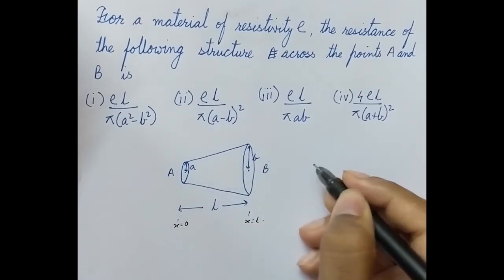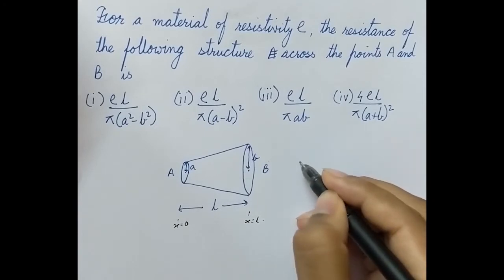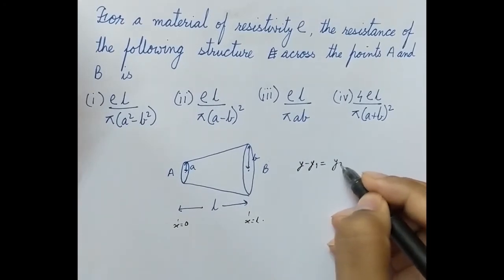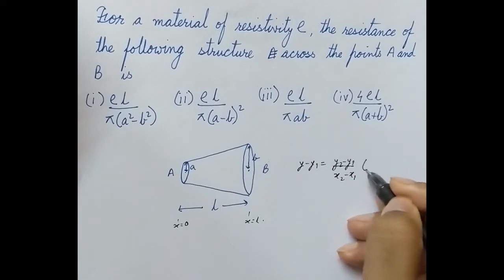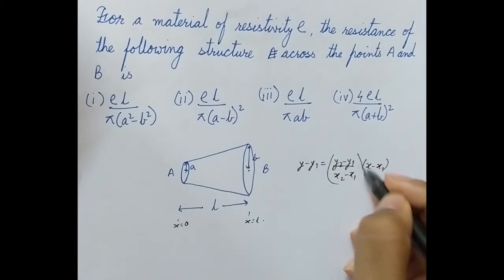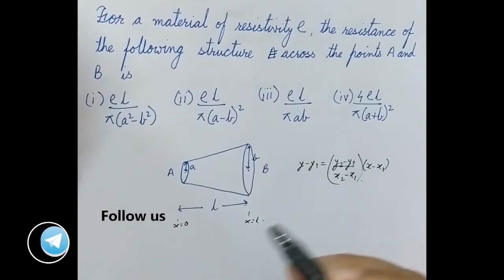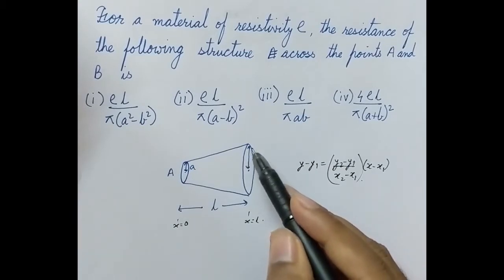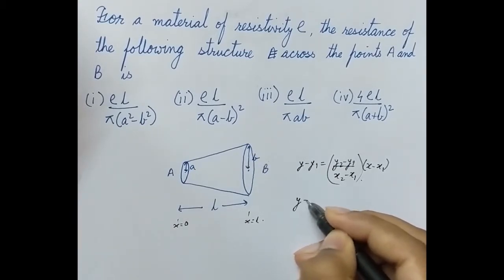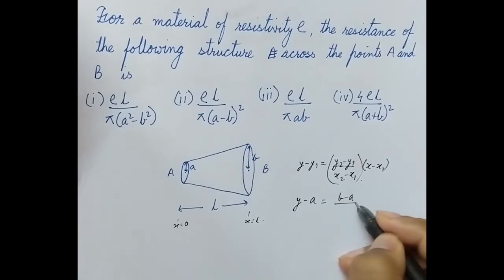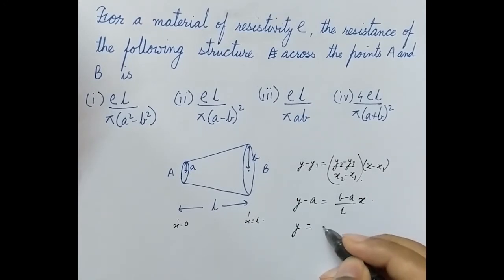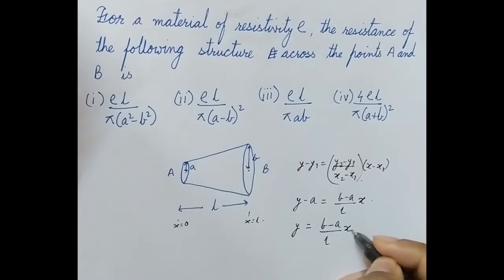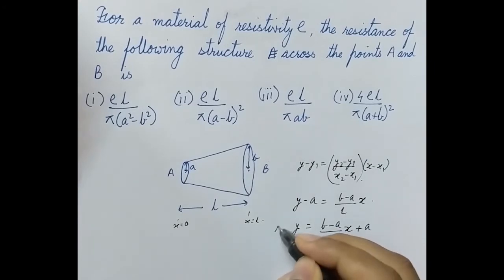So the radius we can find using the equation for a straight line, which says y minus y1 is equal to y2 minus y1 by x2 minus x1, into x minus x1. We put in the y1, x1 values: y1 means A and x1 is 0, and y2 is B and x2 is L. So we get y minus A is equal to B minus A divided by L into x, or y is equal to B minus A by L into x plus A. This y is your radius r at any one point over here at a distance of x.